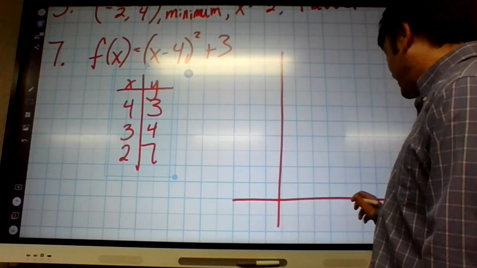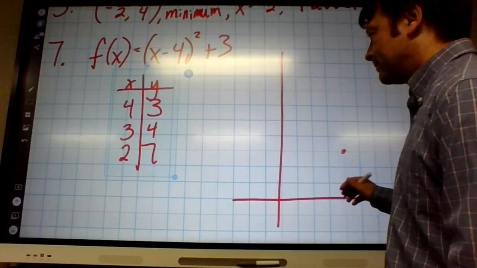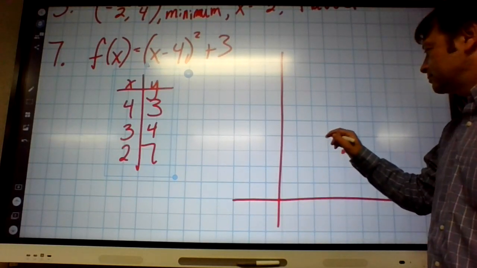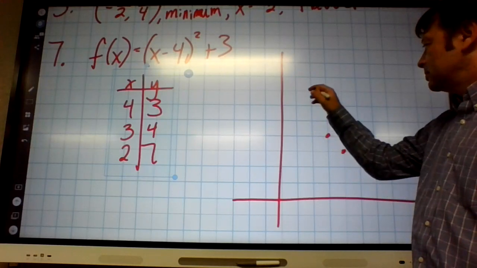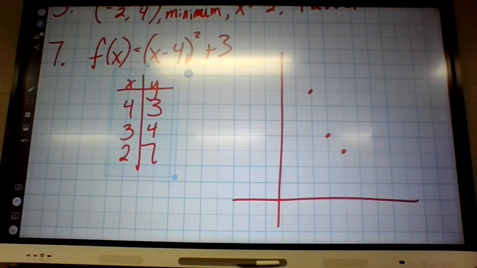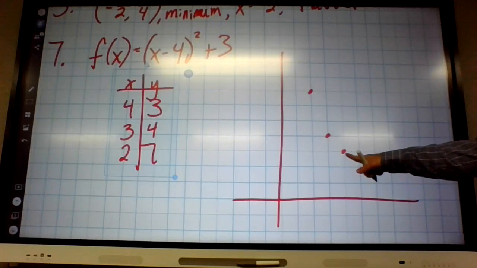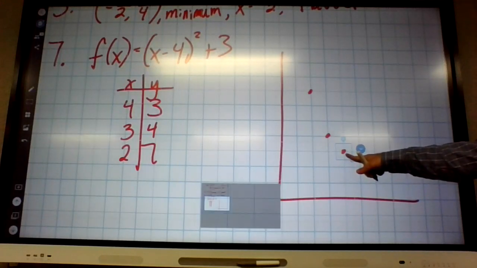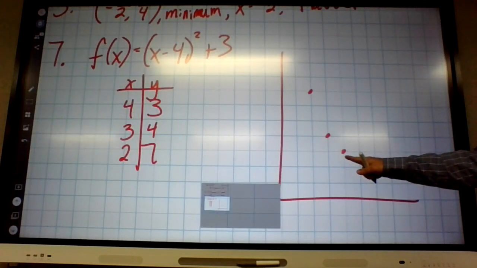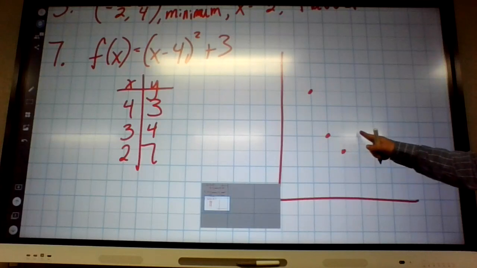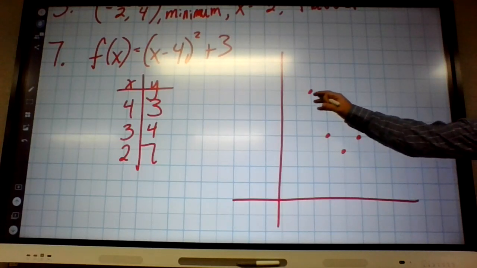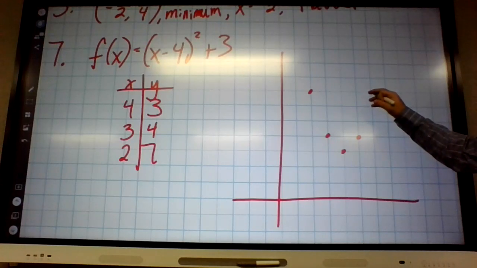Okay, so if I graph these, 4, 3, remember 4, 3 is supposed to be the vertex, so guess what I'm about to do? Reflect across the vertex.